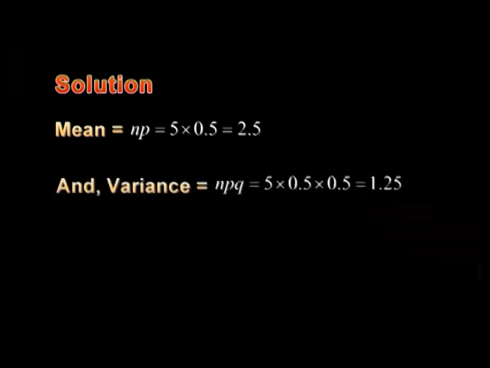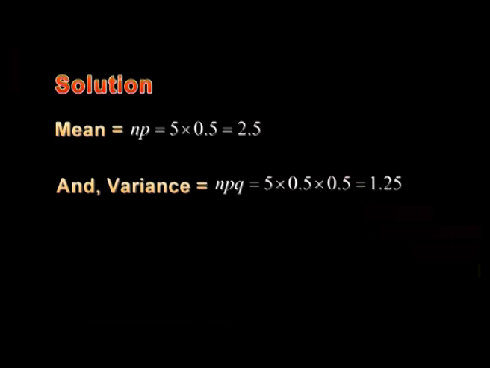Mean of the binomial distribution is given by n into p is equal to 5 into 0.5 is equal to 2.5. And variance is n into p into q is equal to 5 into 0.5 into 0.5 is equal to 1.25.